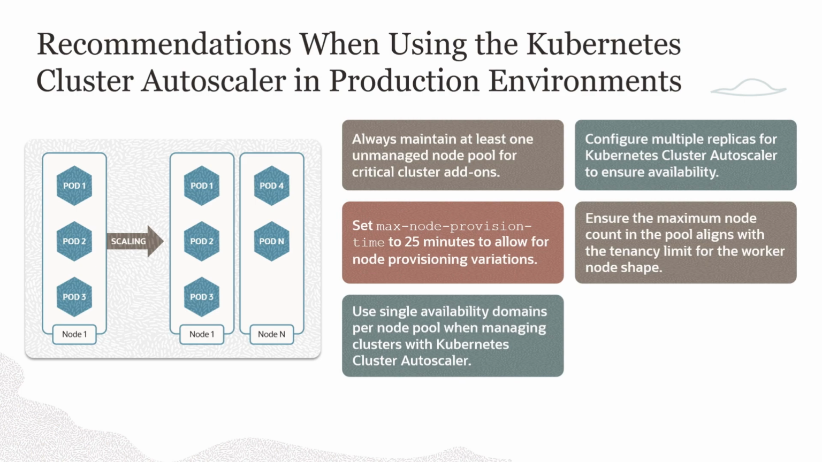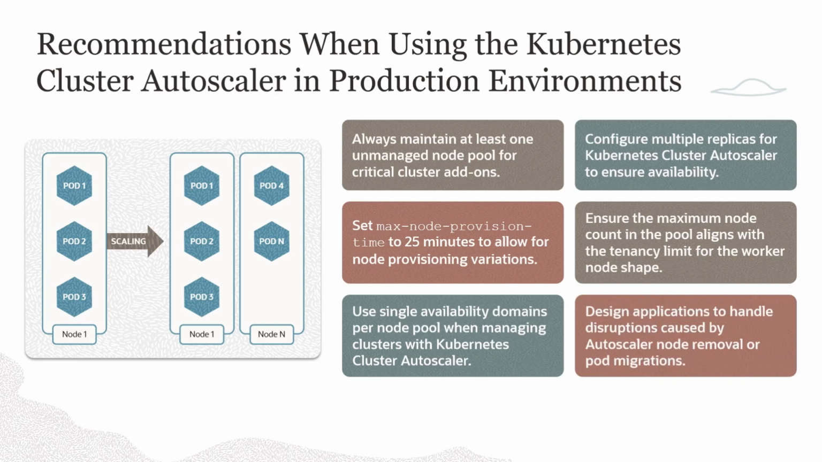Optimize node pool management by using single availability domains per node pool, especially when the Kubernetes cluster autoscaler is in charge. This streamlined approach enhances efficiency. Design your applications to gracefully handle disruptions caused by the autoscaler, such as node removals or pod migrations. Utilize pod disruption budgets to ensure smooth transitions.